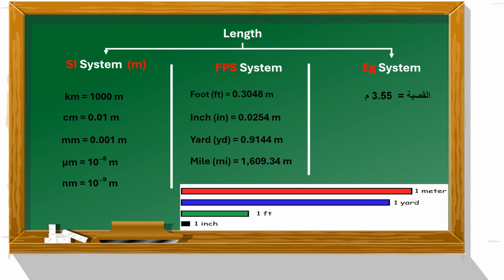Now, in the FPS system, things work a little differently. Inch. About the size of a thumb. Foot. Used for height and room dimensions. Yard. A bit shorter than a meter. Mile. Used for long road distances. These units are widely used in the US, and now you can see how they compare to meters.